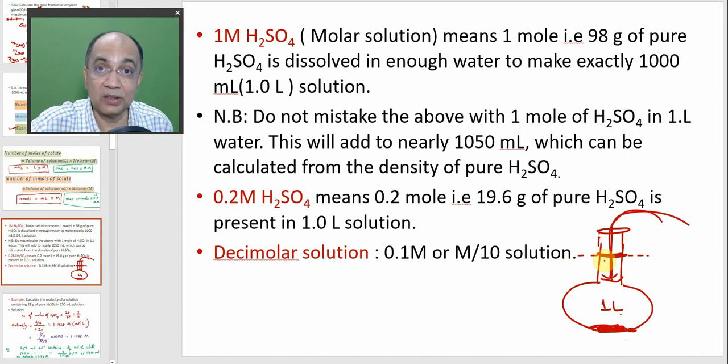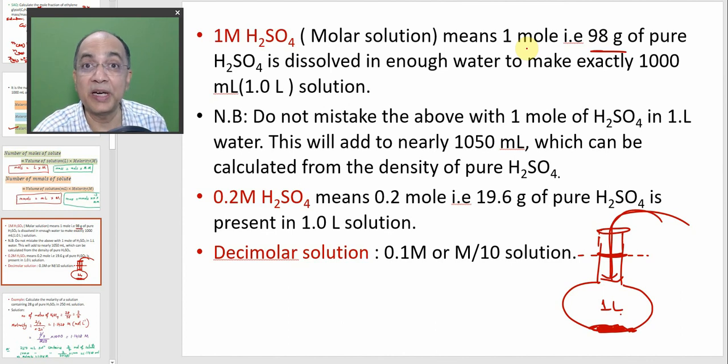It will be 1000 plus something. 98 gram, maybe it may be less, because 98 gram will be less than 98 ml because it's highly dense. Density is about 1.85, 1.87. So it will be lesser. For example, if you apply the density data of pure sulfuric acid, it may be 50 ml or something like that. So 1000 ml of pure water and 50 ml of sulfuric acid, that will be 1050.